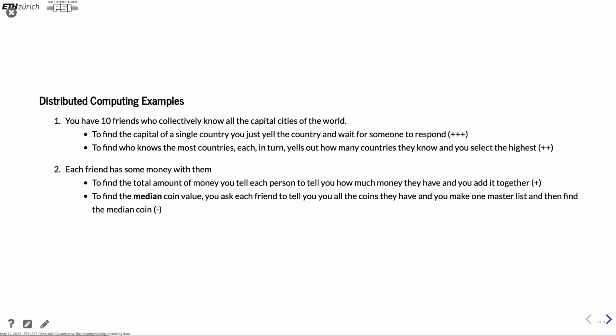And to find out who knows the most capital cities, you have to ask each one of them, see how many they get back, and then you can select afterwards which one knows the most. That's not too bad a distributed computing task. However, if each friend has some money and you want to ask how much money they have, then you have to ask everybody and then sum it up afterwards. That's not so good. And if you even want to know the median value, then there is a lot of overhead programming and you're going down in the efficiency of this distributed computing task.